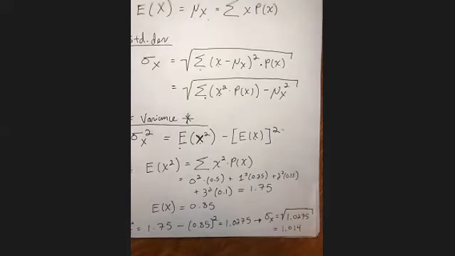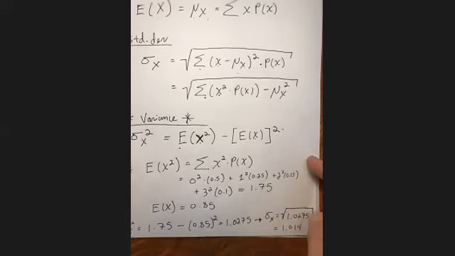So this concludes section 6.1. You learned about discrete random variables, the expected value, standard deviation, and variance. And we are going to do a lot more work with this stuff and look at some specific probability distributions moving forward.